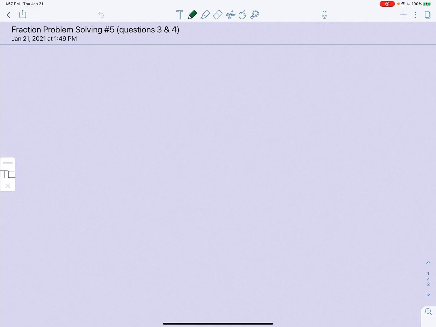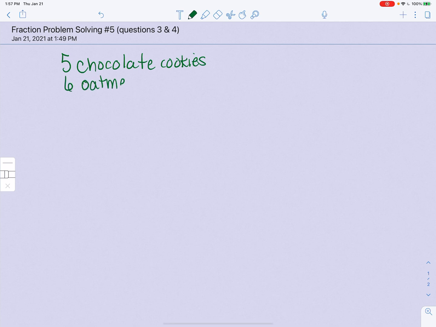So the first one I'm going to read, it says Mark had a box of cookies that he took to school. The box contained 5 chocolate cookies, it contained 6 oatmeal cookies, and 7 sugar cookies. What part of the box was oatmeal cookies?